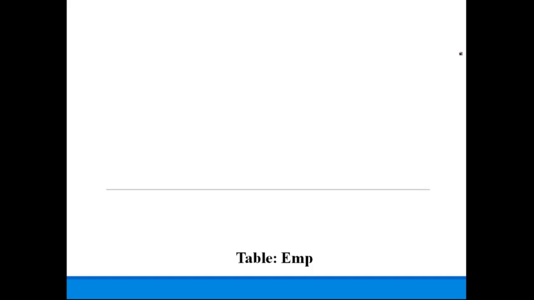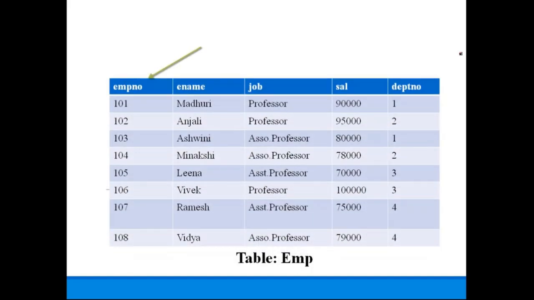Let us take the example. Here EMP table is there, and in EMP table there are 5 columns, that is employee number, e-name, job, salary and department number. From those 5 columns, employee number is a primary key. That means employee number column should only have a unique value and should not be null.